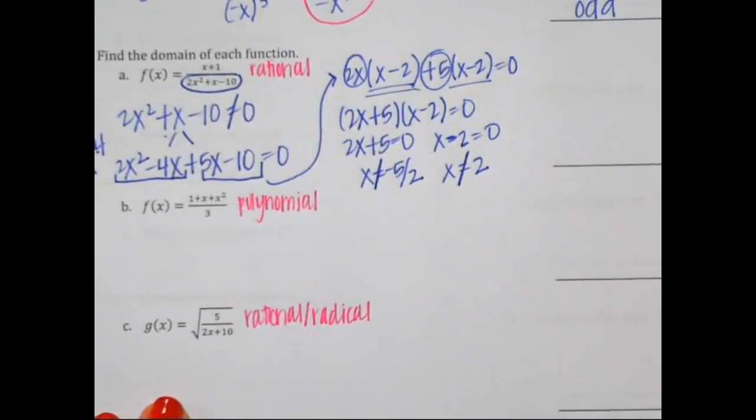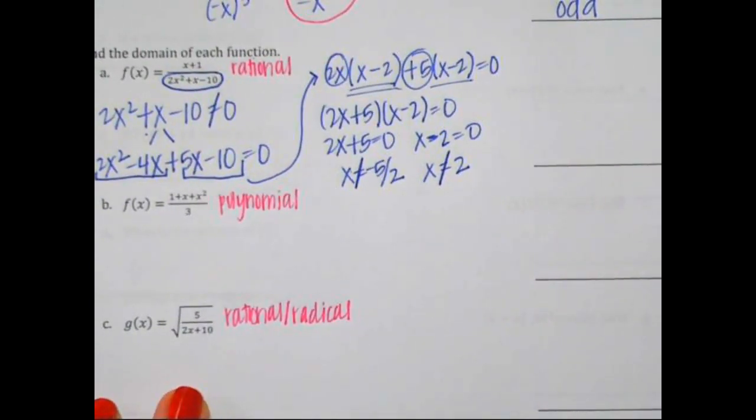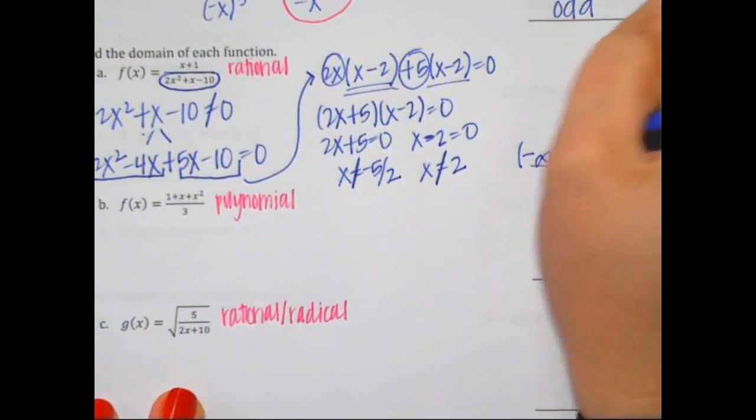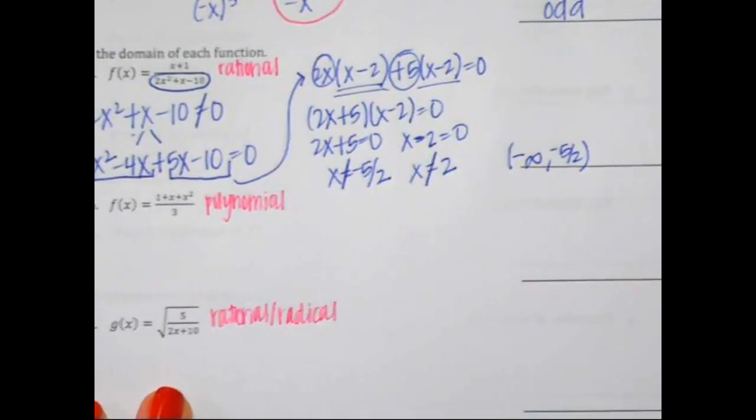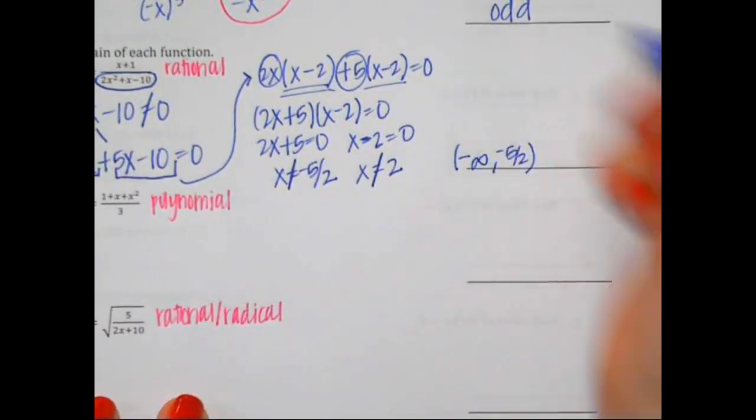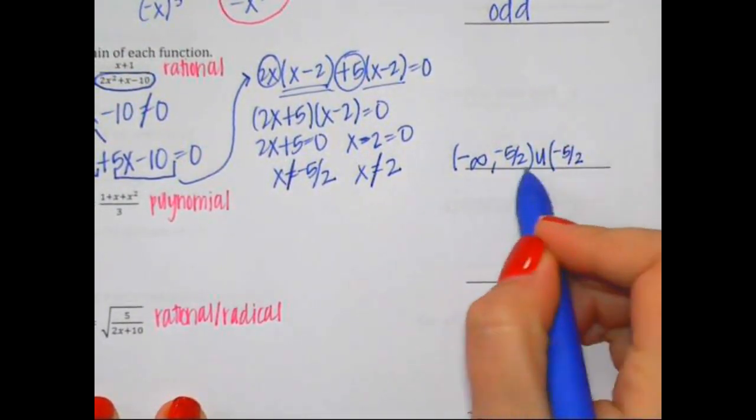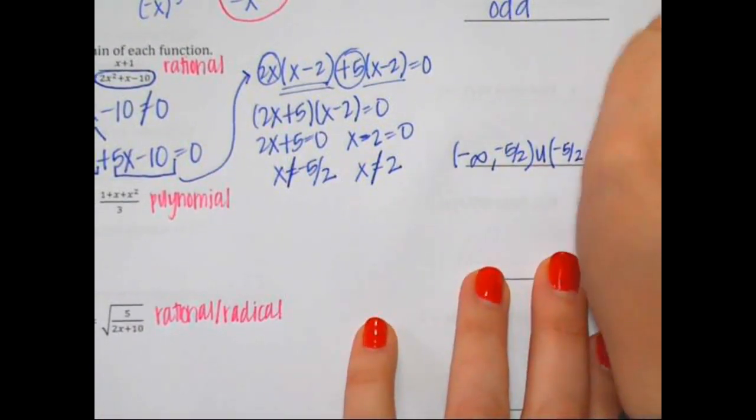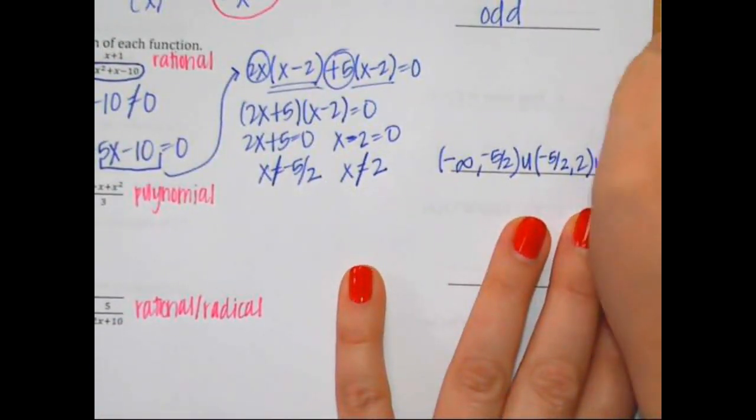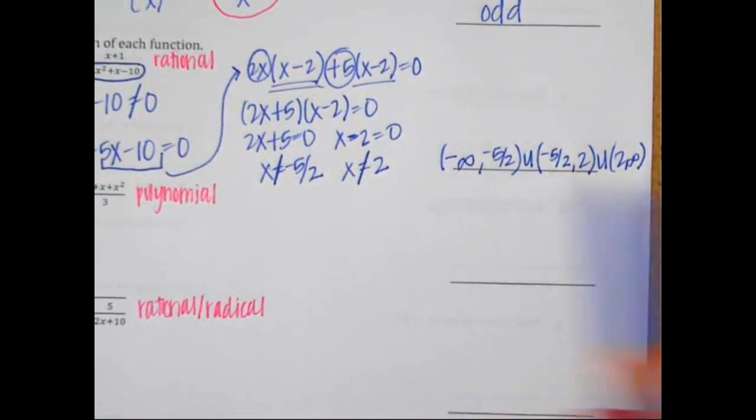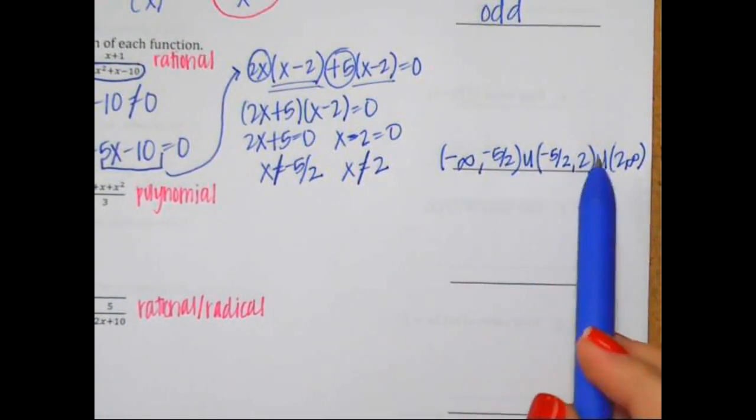When we write that in interval notation, it's kind of the long one. It can be negative infinity to negative 5 halves. We use parentheses to say this is the endpoint, but it can't actually be that number. Then union, start again, negative 5 halves, still in parentheses because it can't be equal to that number, and then 2, and then union 2 to infinity. So it's essentially saying it's every single number except negative 5 halves and 2.